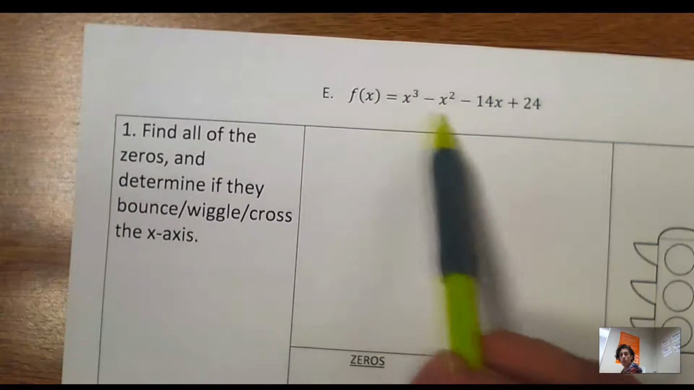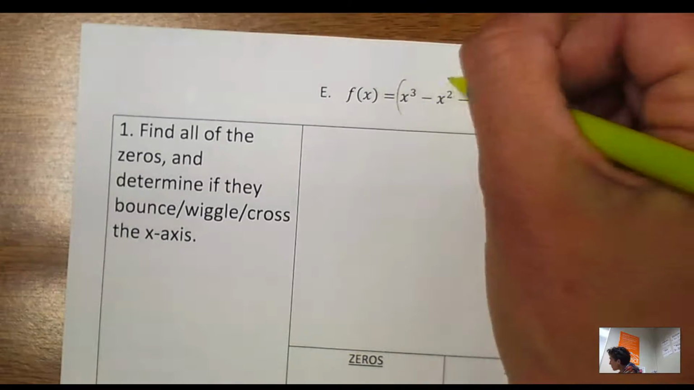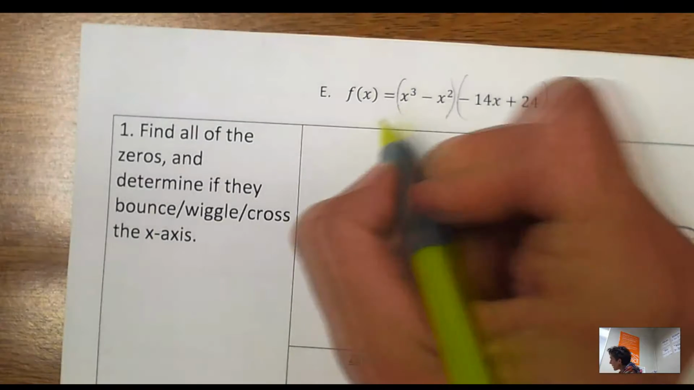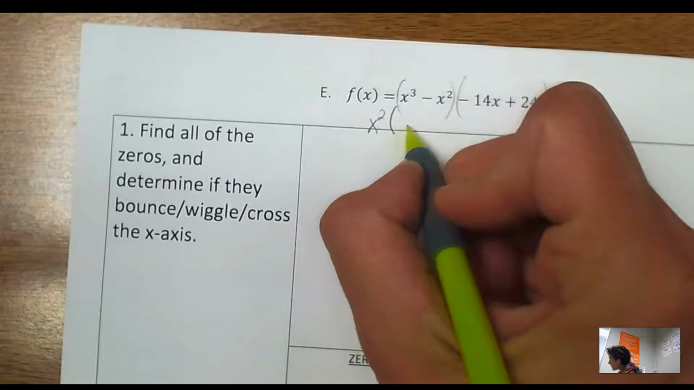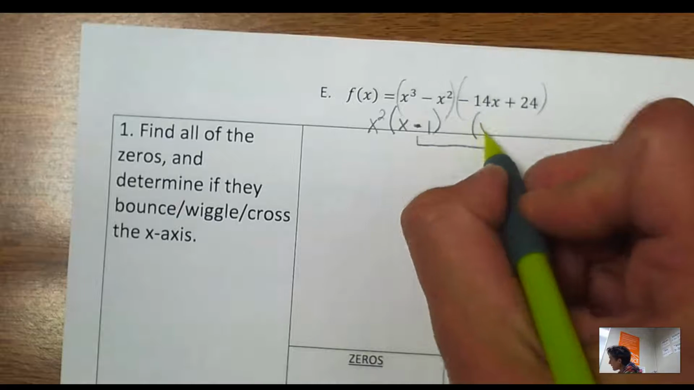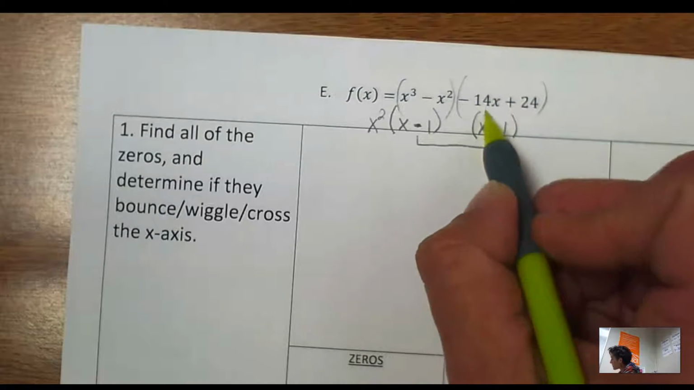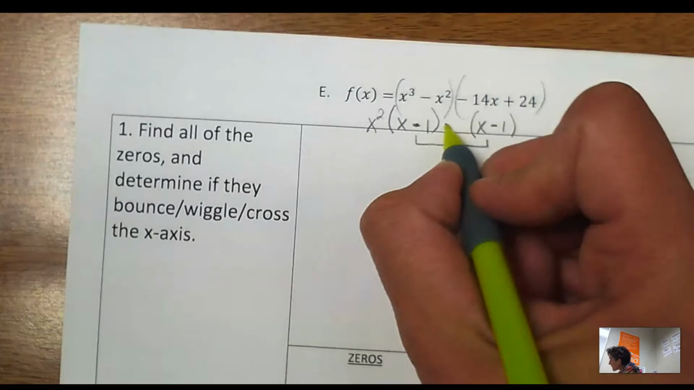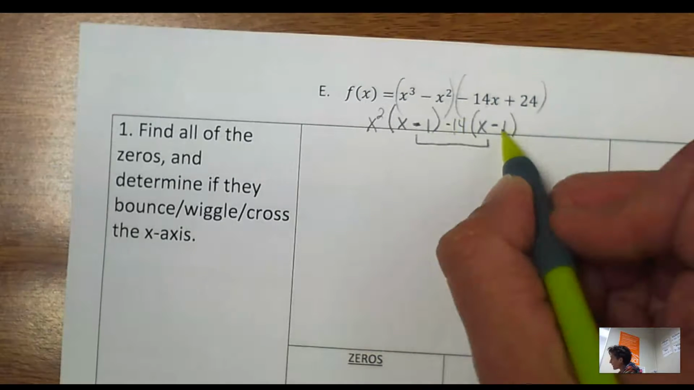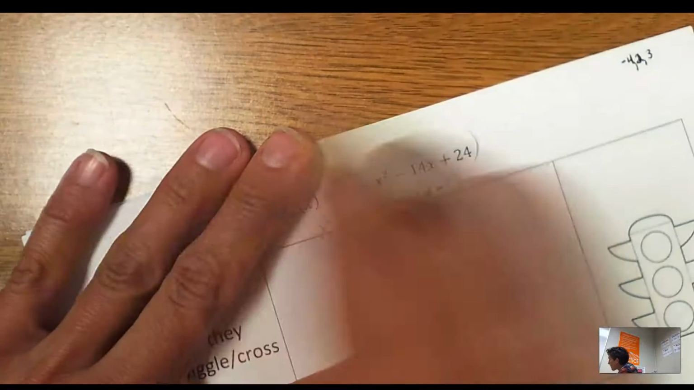So on E, again, standard form, so I'm going to try to factor it. There's not a GCF. So when I do this grouping method, I'm going to take out an x squared, and then I'm left with an x minus 1, which if you remember needs to be an x minus 1 here. And that means what neighbor would meet x to make this? Well, that would be a negative 14, but negative 14 can't meet this and get 24. So this is not factorable.